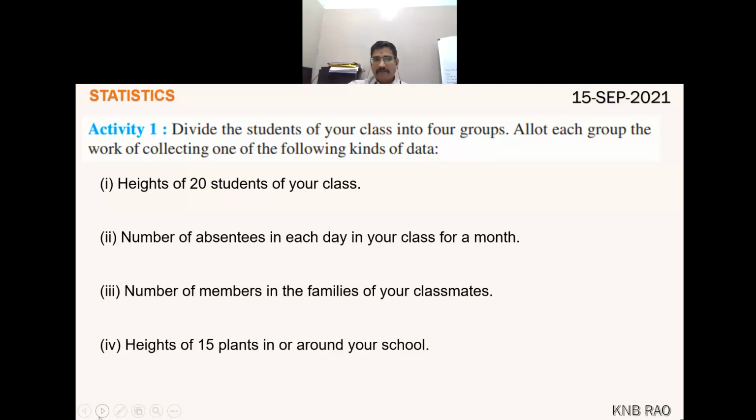So, first I will ask one by one. Heights of 20 students you are recording, you are collecting, maybe a group, let's say a group having Abhishek in that group, first boy of 8th B section. Abhishek, is this primary data or secondary data? Is primary data. How? Because it is directly collected by us, sir.